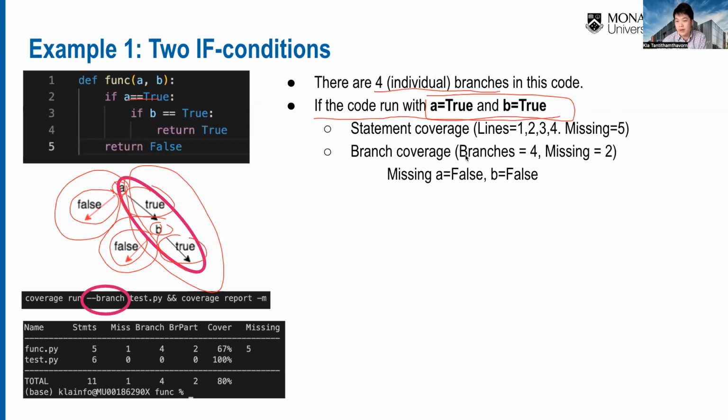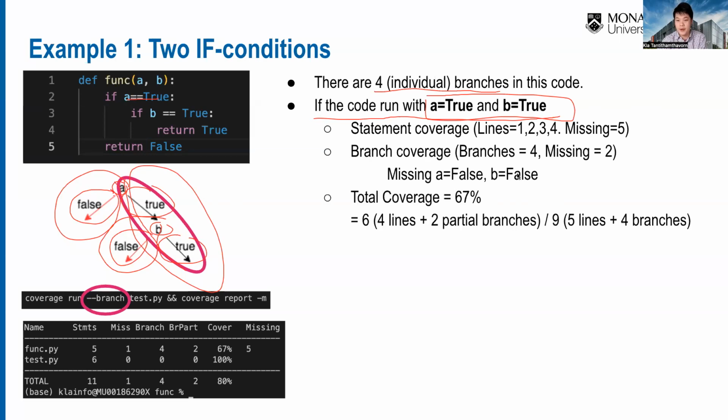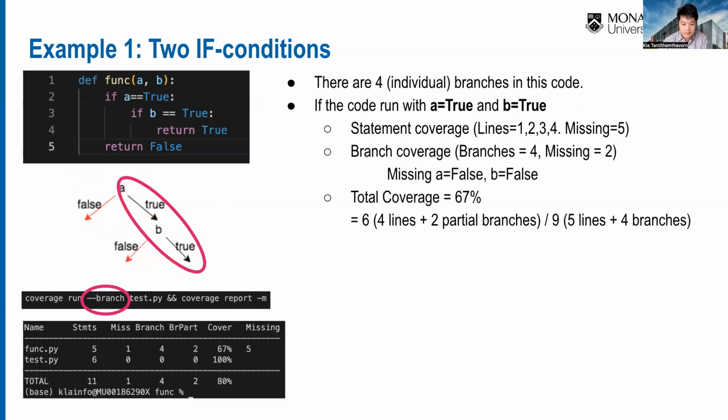But for the branch coverage, what is that? There are 4 branches in total. We test only A equal true, B equal true. So it is missing 2 branches. And the missing branches are A equal false and B equal false, right? Okay. And if we calculate by hand, this is what we are doing, right?